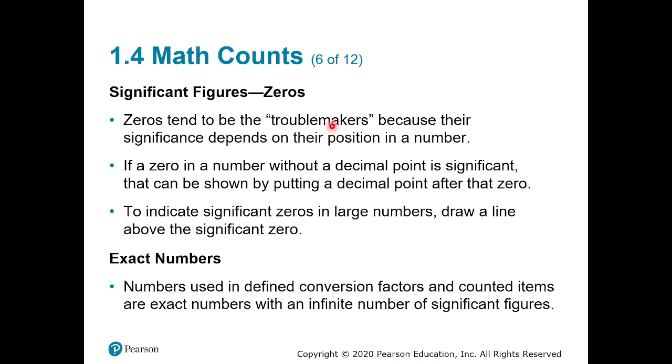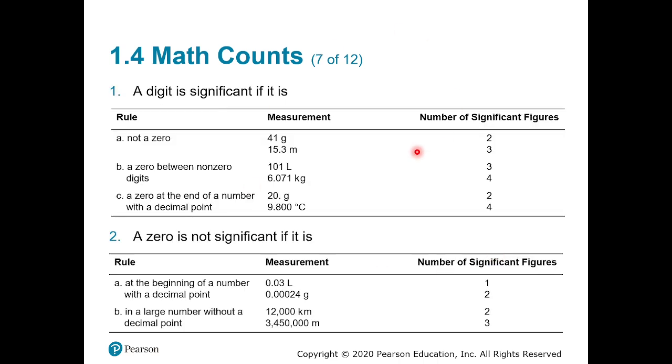Okay? Exact numbers are numbers that are used and defined, like conversion factors and counted items. These are going to be exact numbers with an infinite number of significant figures. These are things that by definition can't be fractional. I can't have 2.1 humans, can I? There's not a 0.1 human. Okay? There's 2 humans, there's 3 humans. That's an exact number because by definition, I can't have fractions of humans.